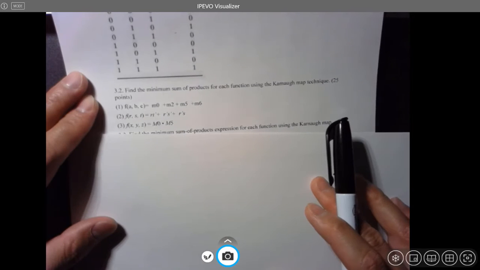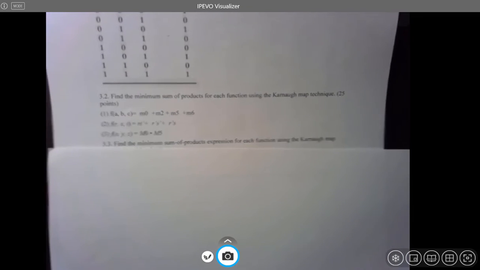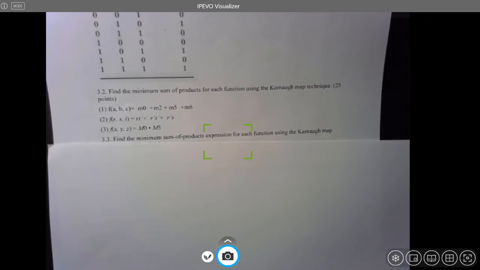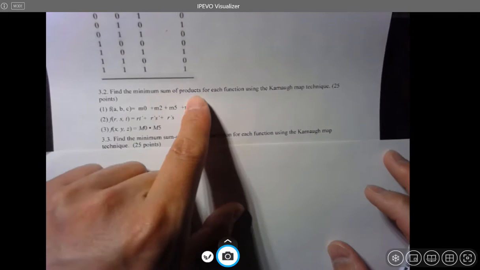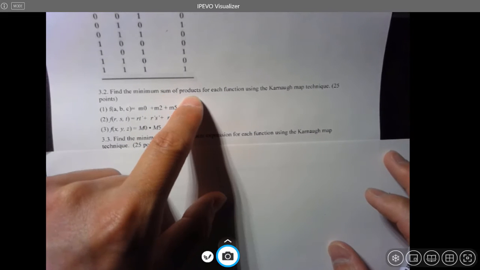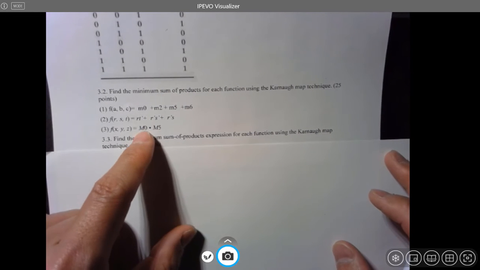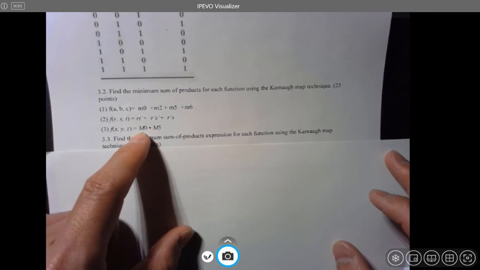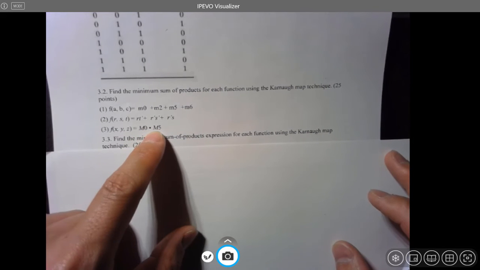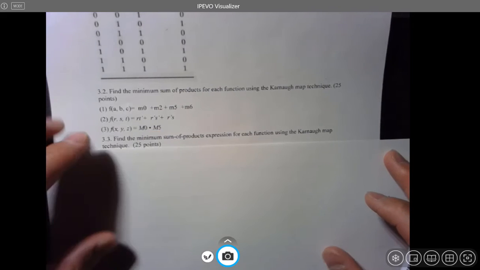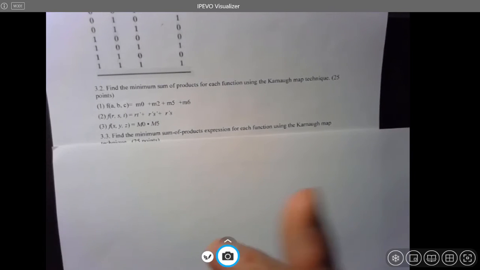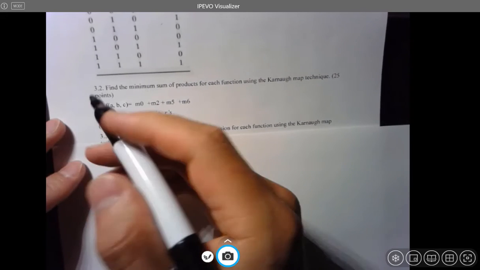Find the minimum sum of products. Keep in mind, it's asking you to get all these SOPs. Even though this one is providing you all these max terms, after you locate all these zeros, you still want to group the ones to get SOPs. Okay, so now let's do it from the first one.